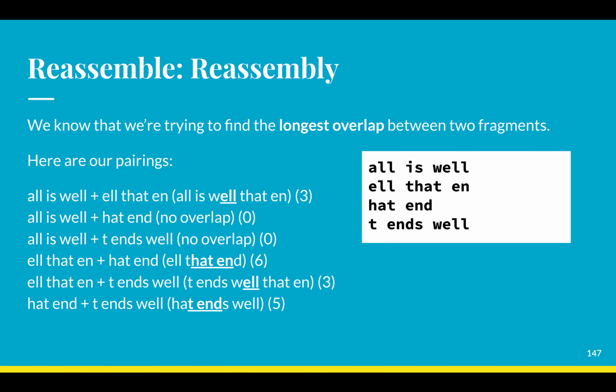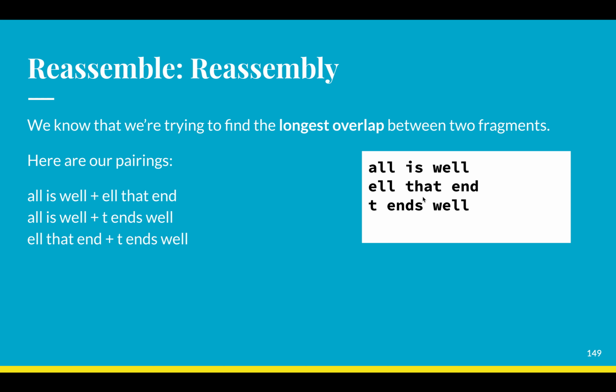And so now we look at what's the longest overlap between each of these pairings. The longest overlap for each of the pairings is printed in parentheses, and the length is also printed. So here the longest overlap is length 3, here it's length 6, length 3, and length 5. We notice here that length 6 wins, it's the longest length of the overlap, and so we merge these 2 into one fragment, like that.